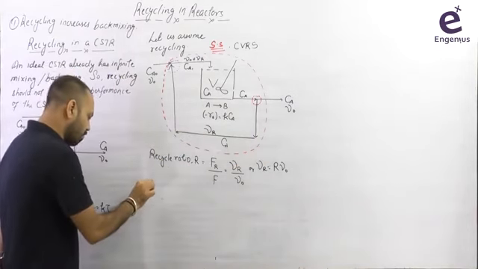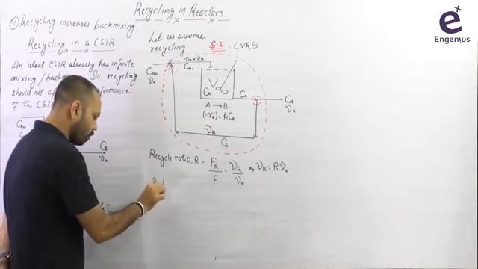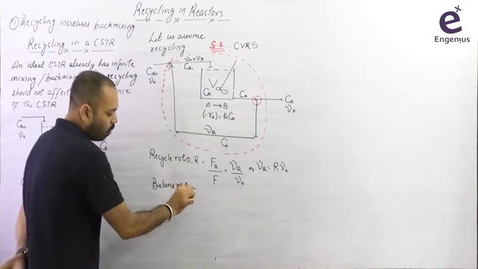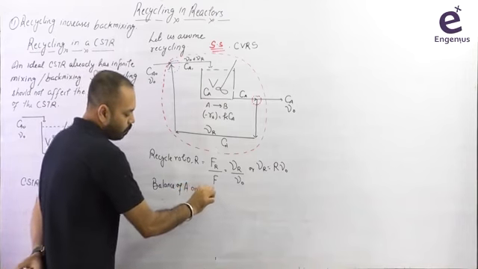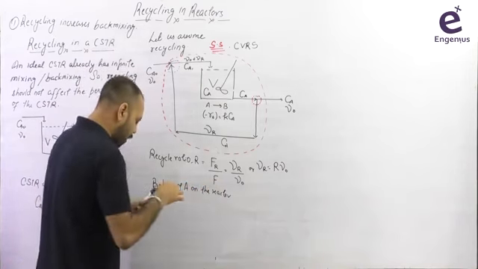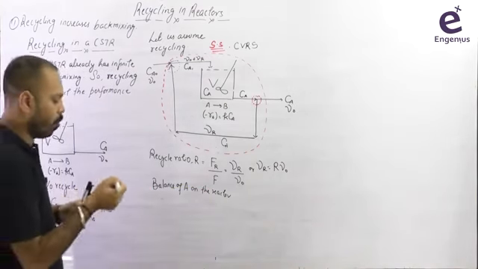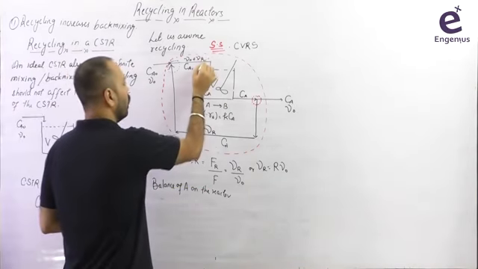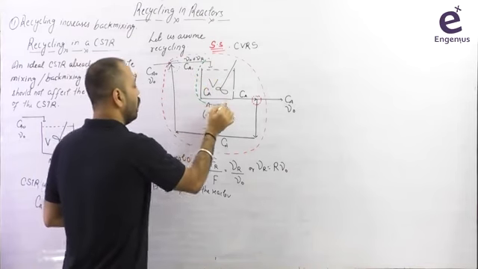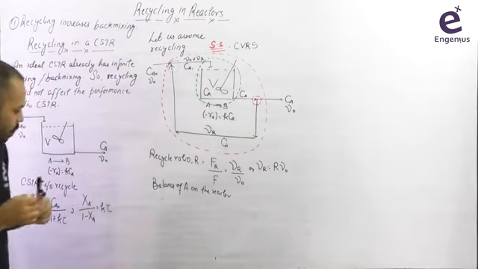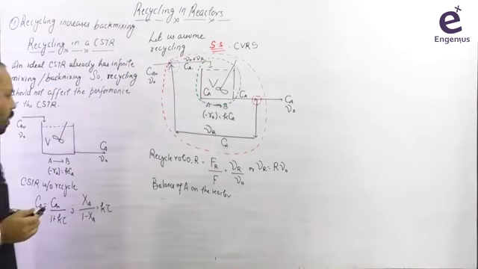Now let's write the balance on the reactor. Balance of A on the reactor. I'm not writing the balance for the overall system. Please note that this is important: the reactor is only this part. I am writing the balance on this reactor. Balance of A on the reactor.